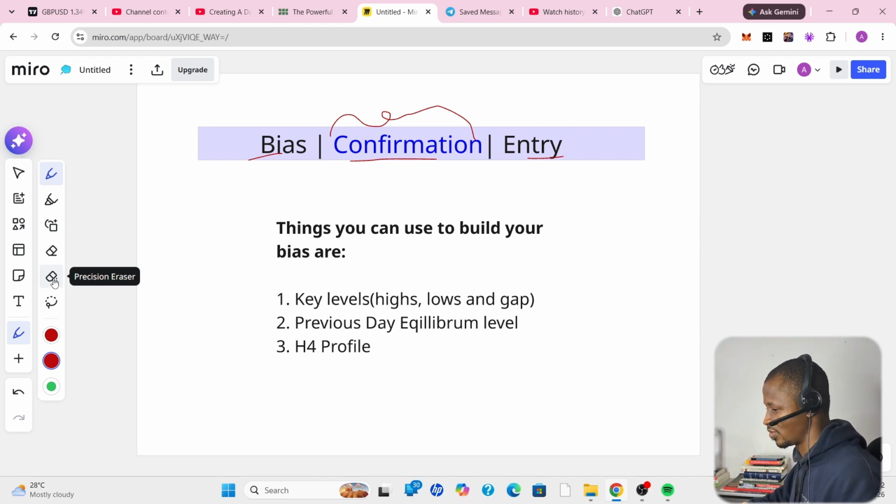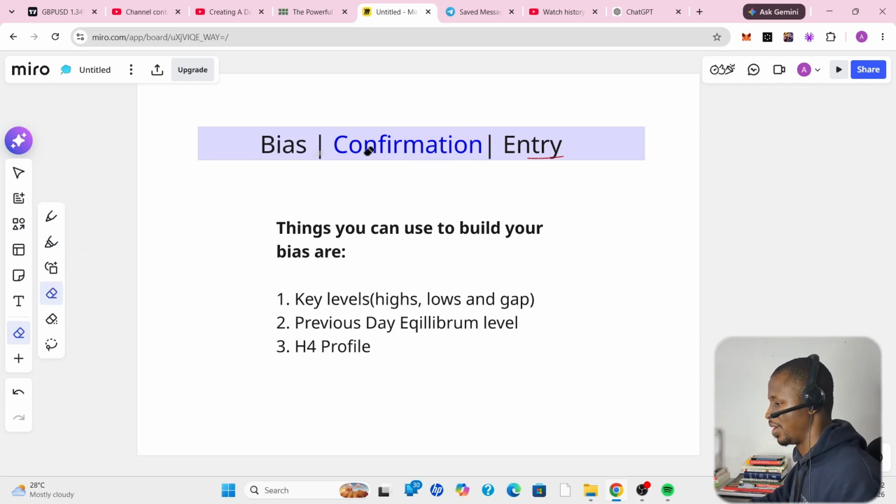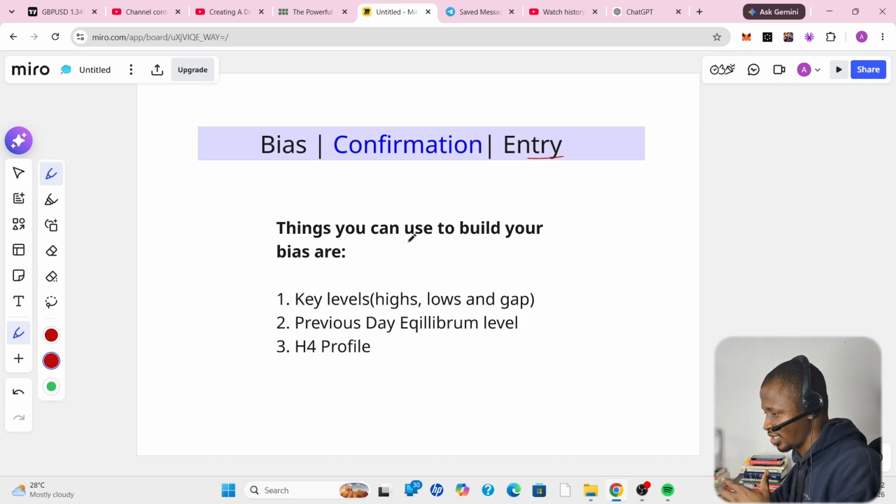You understand? It is not good to find your bias and enter the market blindly. When you find your bias, you equally want to find your confirmation. Your confirmation will tell you whether the bias is valid or invalid, right? And these are the things that we are going to focus on. These are the things we are going to use to build bias in the market.